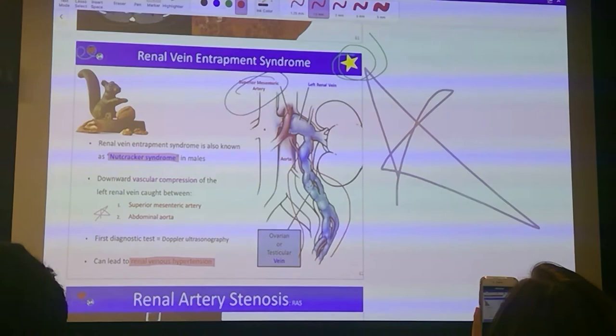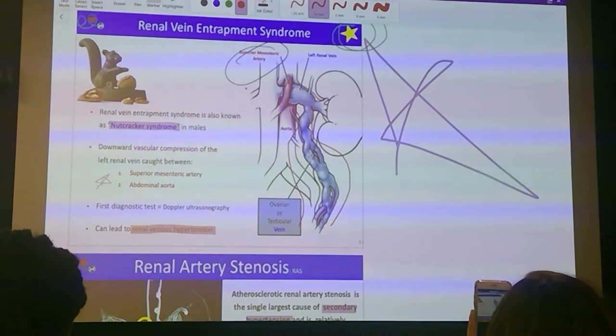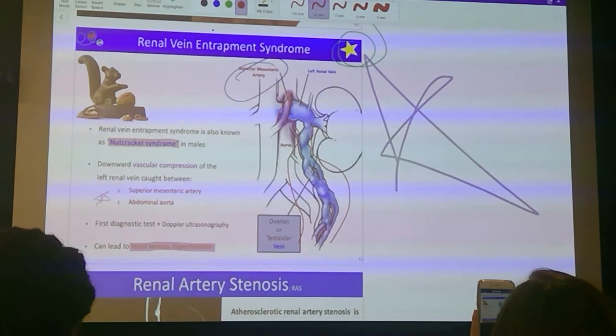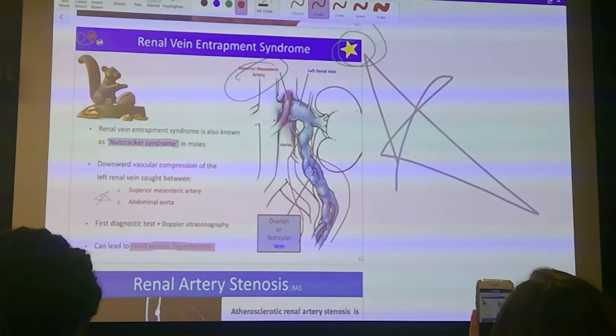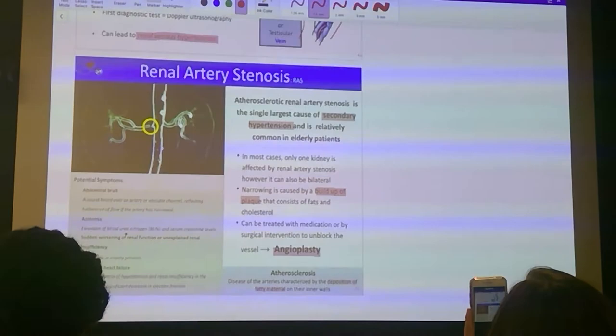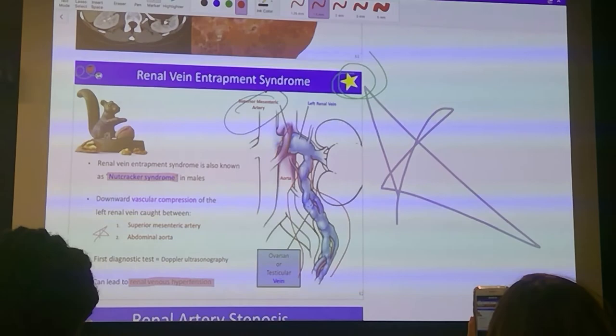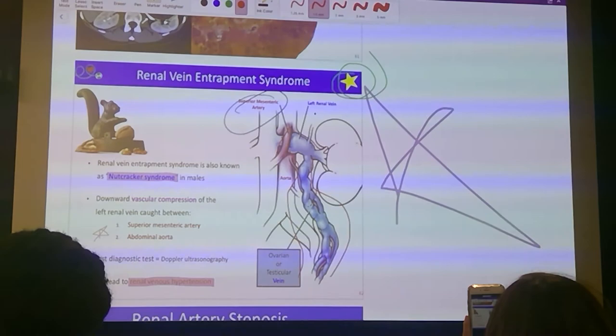And just know that renal vein entrapment is when your SMA clips on the left renal vein. So then you can only get a left-sided varicocele, because your SMA clips on your left renal vein.